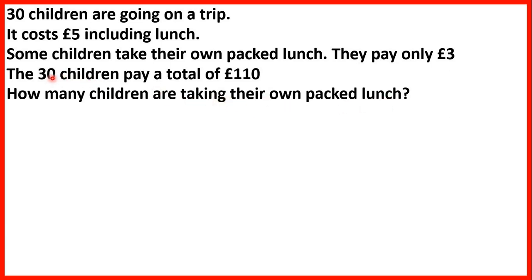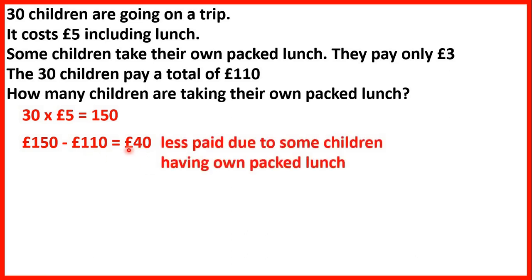Well, first we can work out how much the children would pay if nobody took their own packed lunch. So if they all paid £5, we can multiply 30 by £5, and that gives us £150. Now, if we find the difference between £150 and £110, that's £40. So we know that £40 less was paid due to some children having their own packed lunch. So now we can divide 40 by 2.